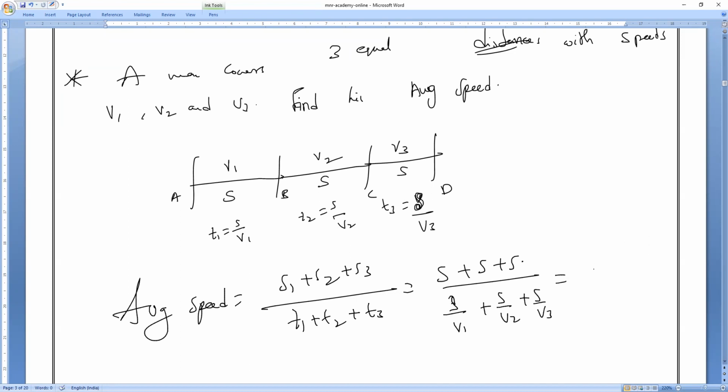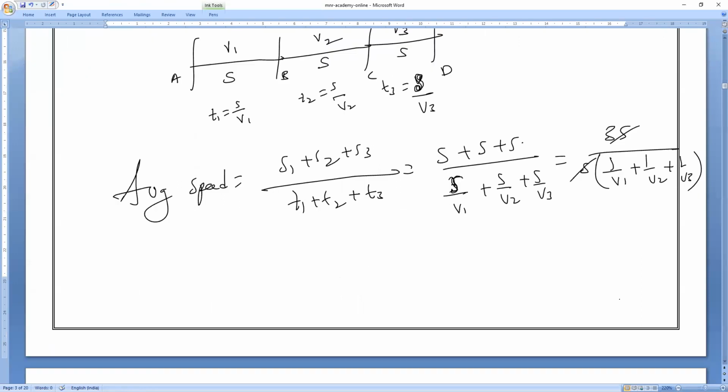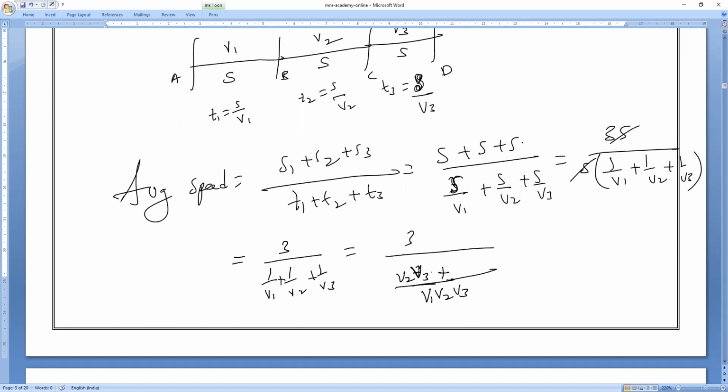So now take the LCM. The numerator is 3S, and in the denominator S is common, so I can write it as 1 by V1 plus 1 by V2 plus 1 by V3. Right or wrong? So S will get cancelled, which gives 3 divided by 1 by V1 plus 1 by V2 plus 1 by V3. Now take the LCM V1, V2, V3. Then over V1 we get V2 and V3, over V2 we get V1 and V3, and over V3 we get V1 and V2.